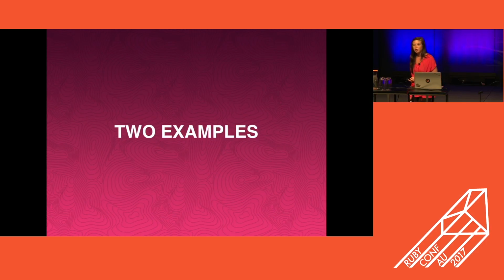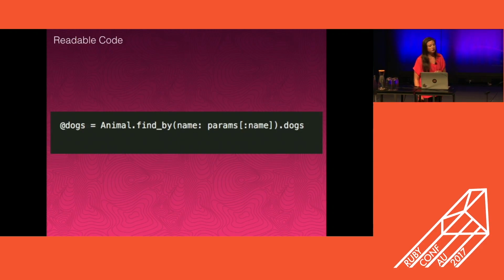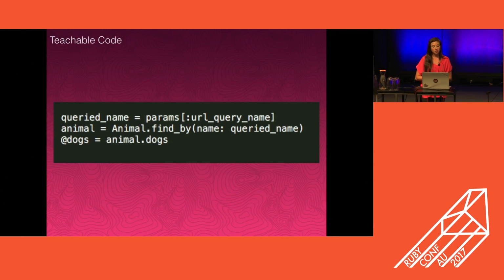I'm going to really quickly go through two examples of readable versus teachable code. In this first example, this is readable code, or code that you would have in production. It's a succinct, readable way to find our dogs here. Teachable code, on the other hand, could look something like this, breaking it up into 3 lines and being very, very explicit about how we are finding the dogs here.